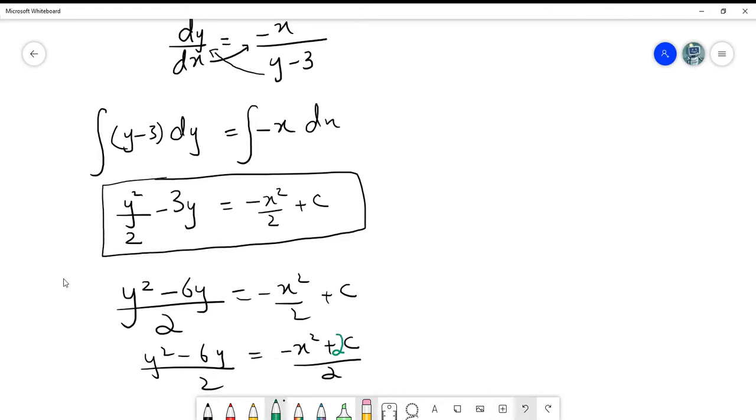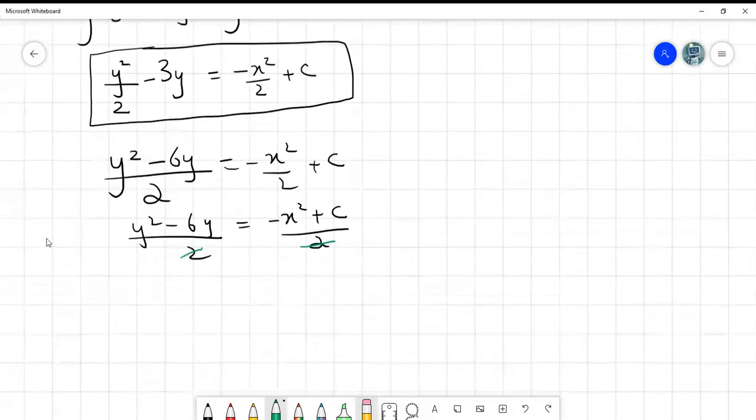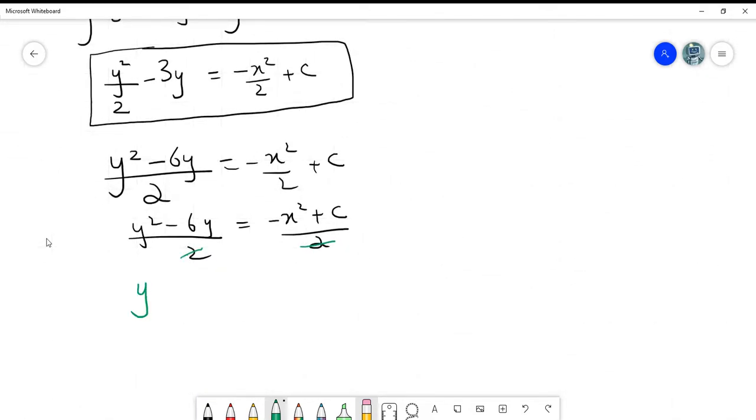Now remember, c is a constant. If you multiply it with a number, it still remains a constant, which is unknown. So you can ignore the 2c. All you have to do is cross out these 2's, and let's now look at what's left of the equation. So we have y squared minus 6y equals minus x squared plus c. Let's complete the square on this side.